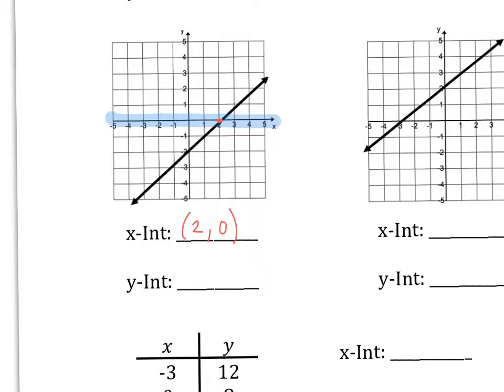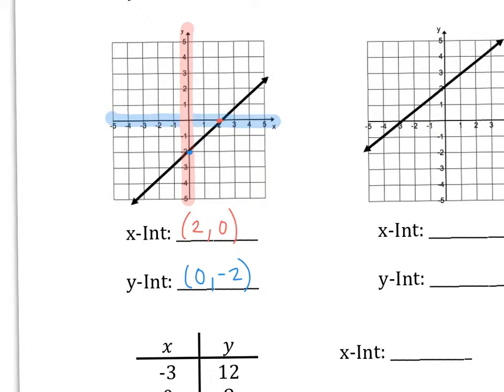The y-intercept, here's the y-axis. And where does that line cross the y-axis? Well, it's right there at -2. So that will be (0, -2). And again, with ordered pair form, 0 goes in the place of the opposite variable. So remember, x-intercept, if it's at 2, is (2, 0). The y-intercept is always the second number listed in ordered pairs, so it would be (0, -2) for this example.